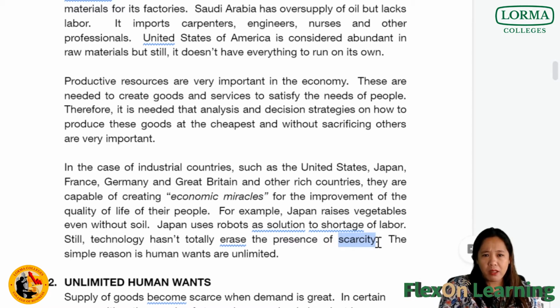Okay? Despite the technology, despite the innovations, they cannot still erase this word. Something is still missing. They still desire something and they can produce it. Okay? And the reason behind is that it is because our human wants are unlimited. Okay, what do we mean? Man is megalomaniac.